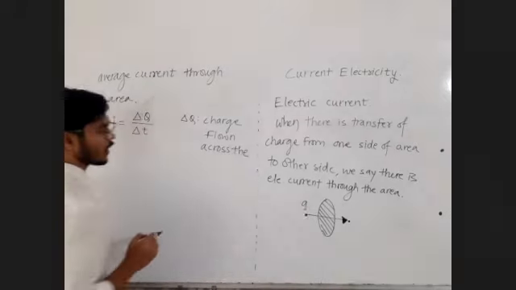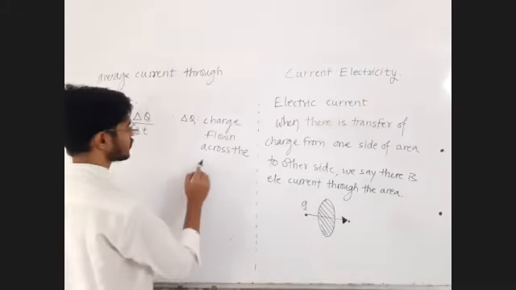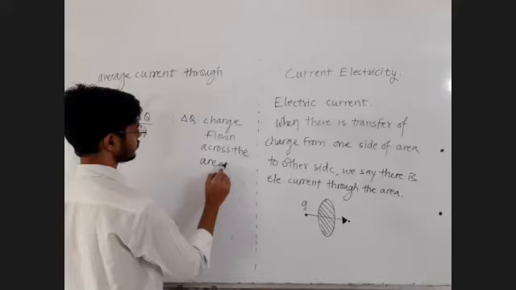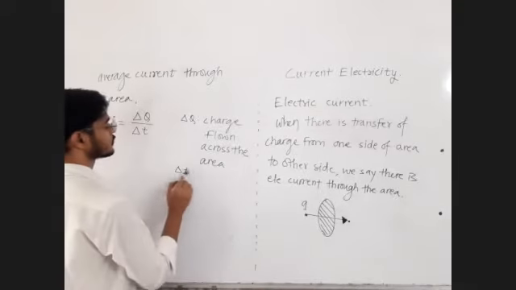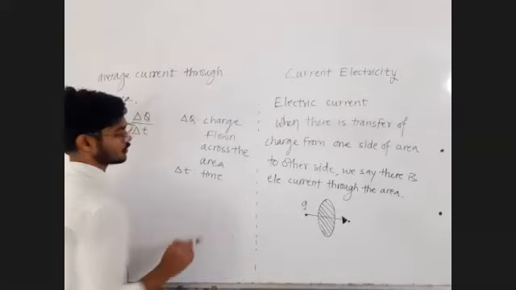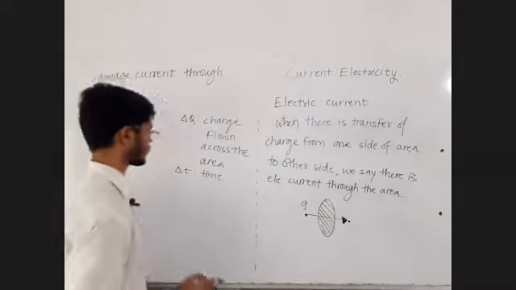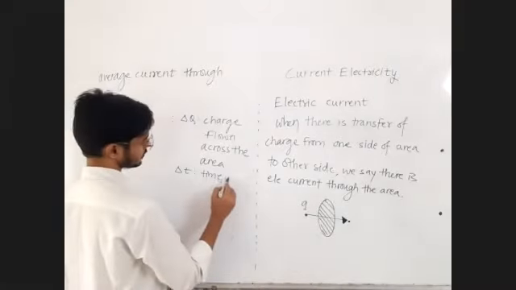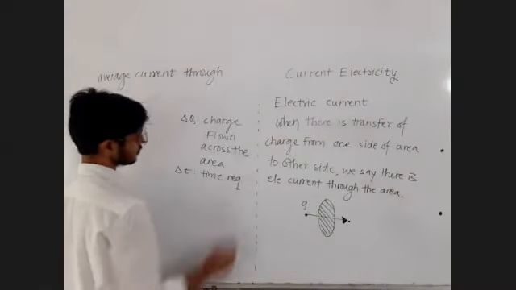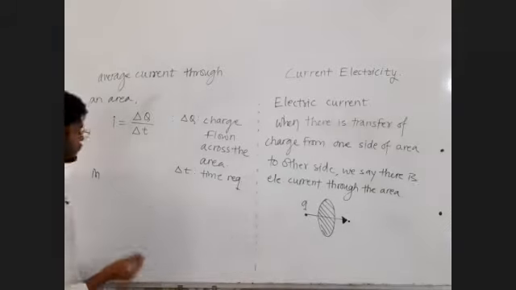Charge flown across the area means how much charge crossed the area and went ahead. And delta T is the time required to cross that entire charge. In how much time did all that charge cross? Time required, delta T.